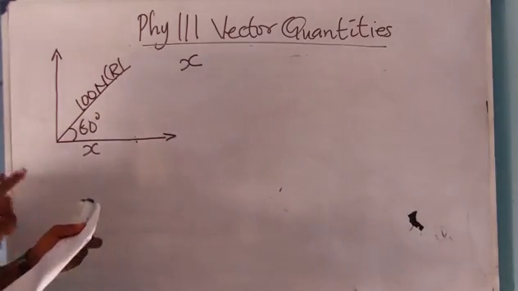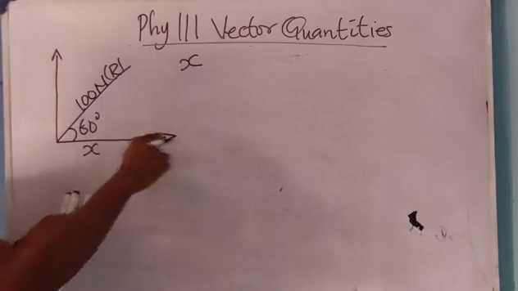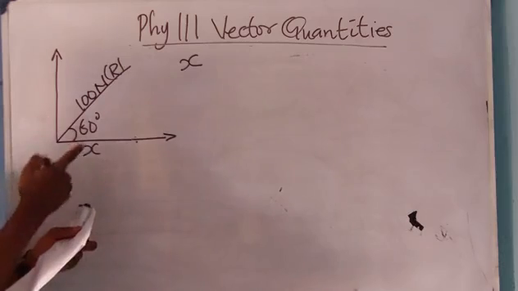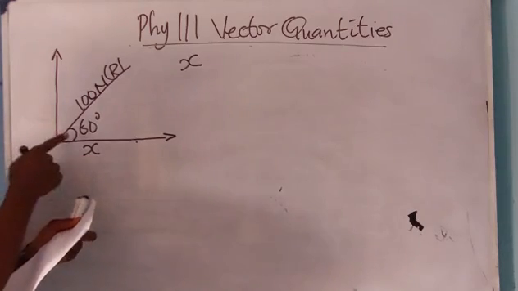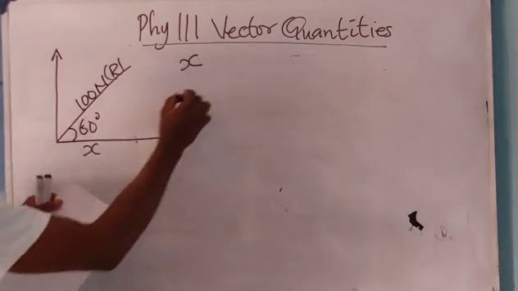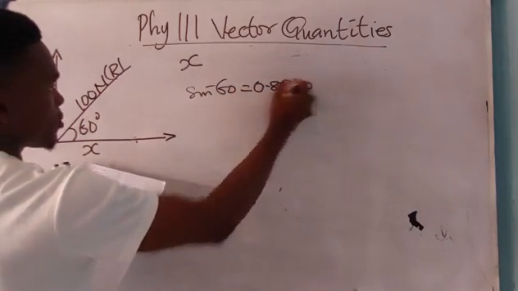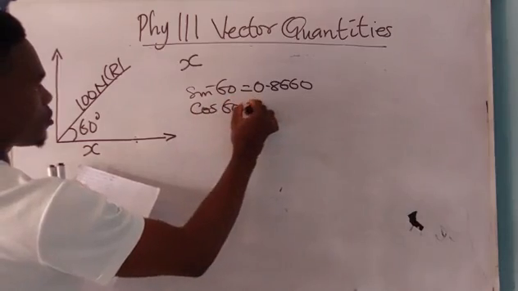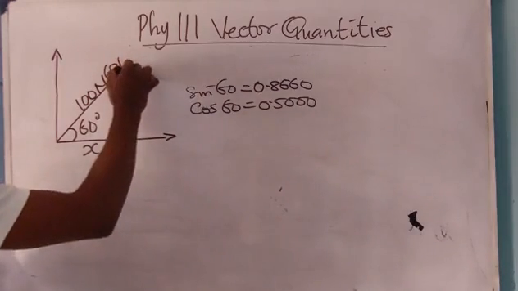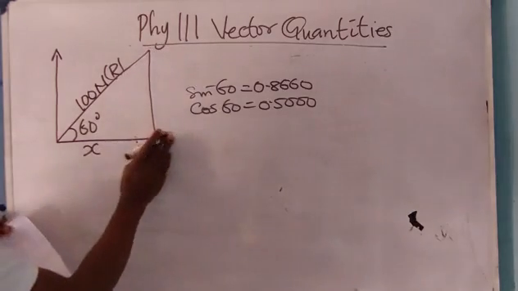I'll read the question again. Two forces whose resultant is 100 Newton are perpendicular to each other. If one of them makes an angle of, we don't know what the angle is, so you can make it X, make an angle of 60 degrees with resultant, calculate its magnitude. Alright, they said sine 60 equals 0.8660. Cos 60 equals 0.5000.